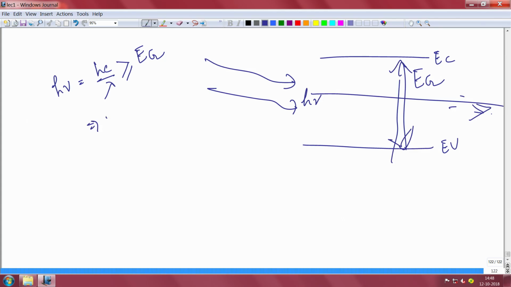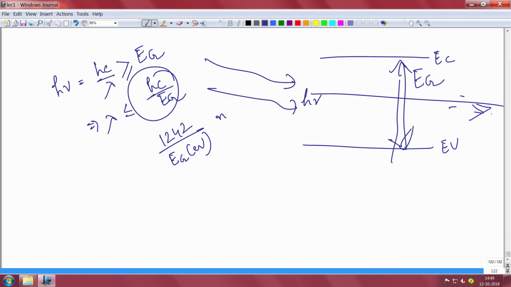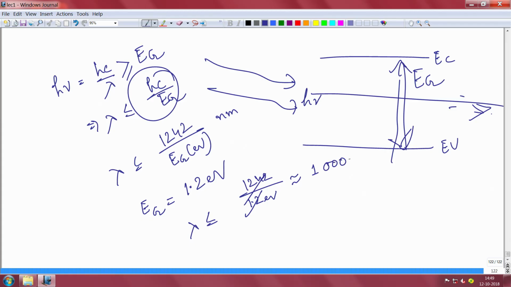So, from here I can say that lambda has to be less than or equal to hc by Eg, and this is simplified as 1242 by Eg in electron volt will give you lambda in nanometer. What I mean is, suppose the band gap of a semiconductor is 1.2 electron volt, then the minimum lambda is lambda less than or equal to 1242 by 1.2 eV, which will be almost equal to 1000 nanometer.